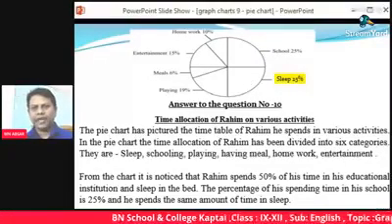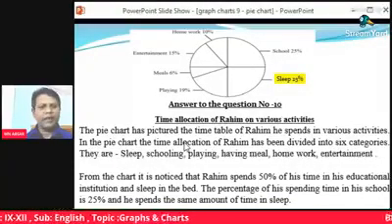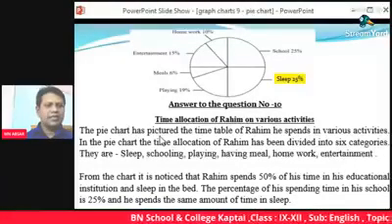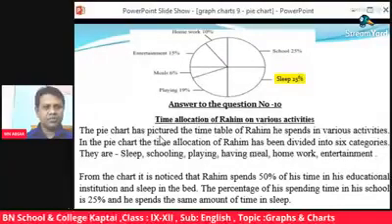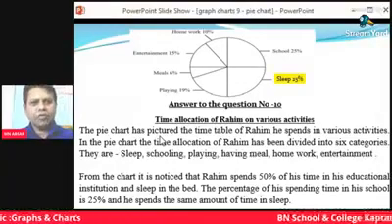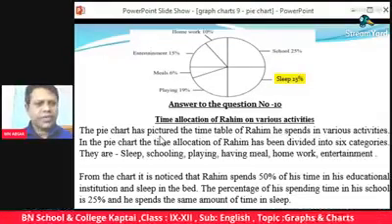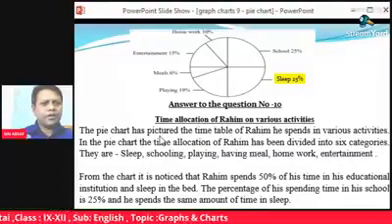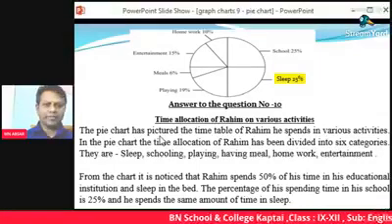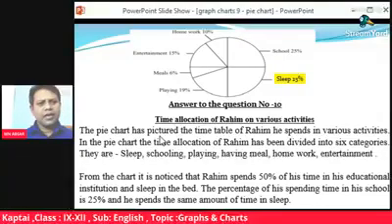At first, what I have written here: the pie chart has pictured, okay? Here I have written a verb, that is pictured. If you want, you can write the pie chart has described, or the pie chart has depicted, or the pie chart has illustrated, okay? These are the new verbs. You can write any one. If you are not able to write any new verbs, then you can write the pie chart has described. That is very common, very easy for you. You can write this one also.